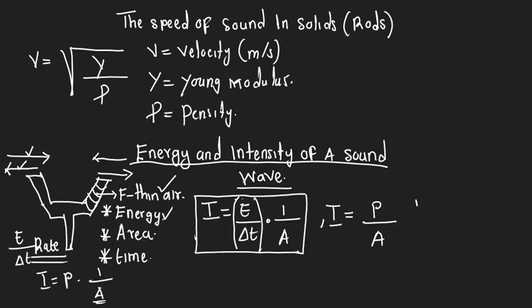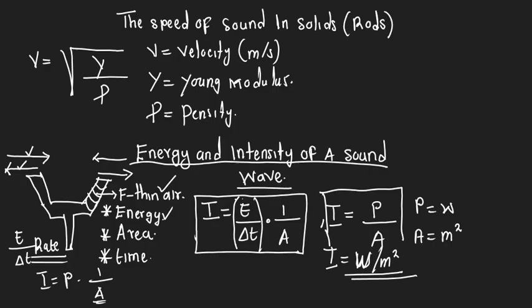This power is measured in watts. Then this area is going to be measured in meters squared. Because of that, our intensity is going to be measured in watts per meter squared. So this formula you should also take note of. It's very important for us to understand.